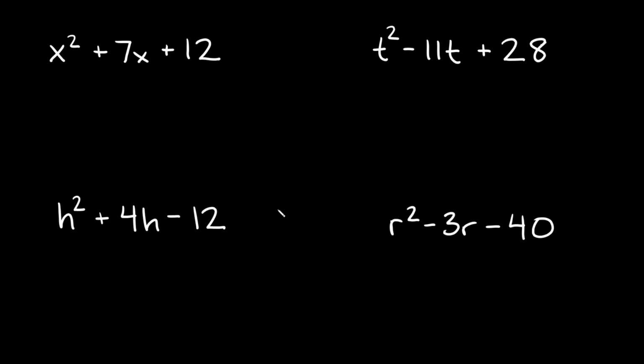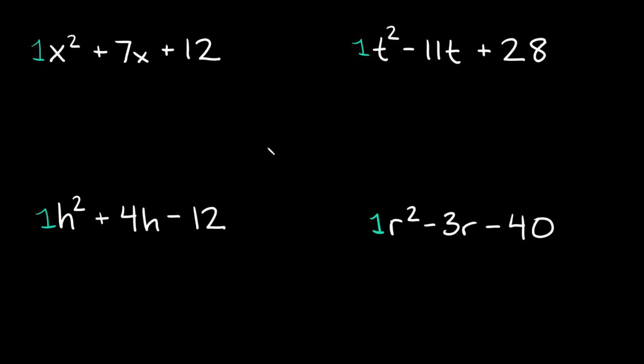So in this video, I'm going to teach you how to factor trinomials that have a leading coefficient of 1. More specifically, these are quadratics that have a leading coefficient of 1. Right here, as you can see, there's no number, so that always means there's basically a hidden 1 right there. Same thing with the rest of these problems. They all have a coefficient of 1.